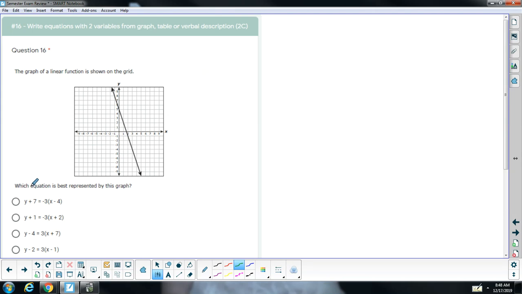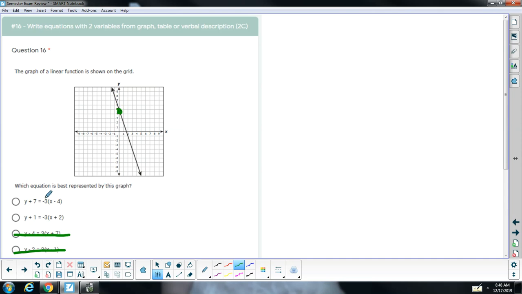Okay, number 16, which equation is best represented by the graph? So I see on here that I have a negative slope. So if I look at my answer choices, I have a negative 3x here and negative 3x here, but these are positive, so I know I can get rid of those. Then the last thing I need to do is figure out which one has this positive y-intercept of a 5.